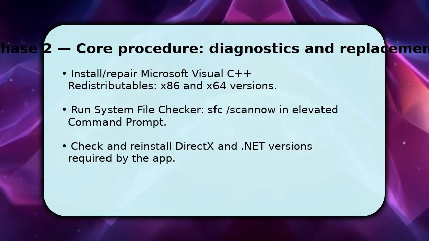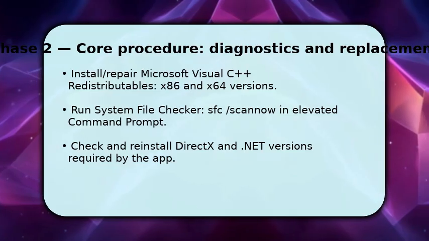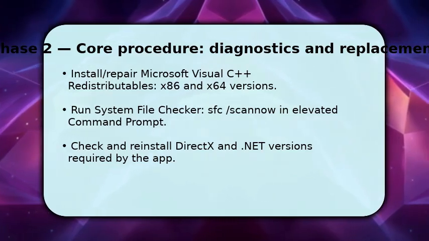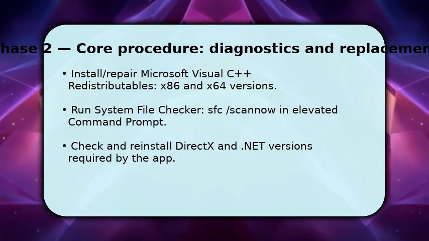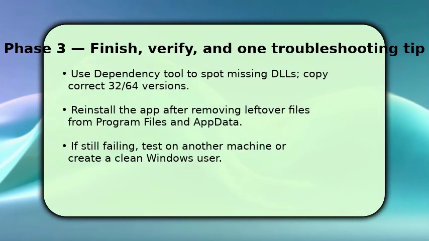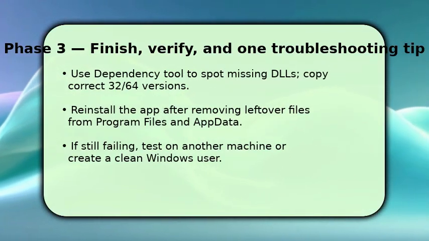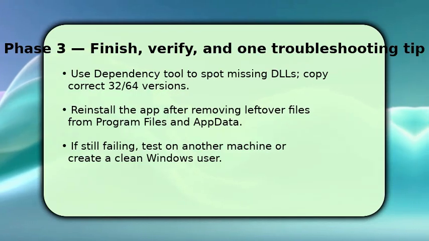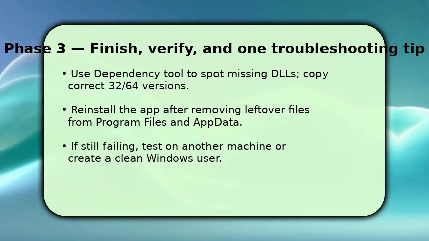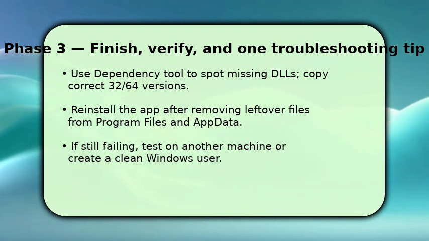Finish by validating and replacing any remaining missing DLLs. Run a dependency checker to identify specific files, then copy the correct 32-bit or 64-bit DLLs from a trusted source or reinstall the package that supplies them. Uninstall the app, delete leftover folders in Program Files and AppData, and reinstall cleanly.